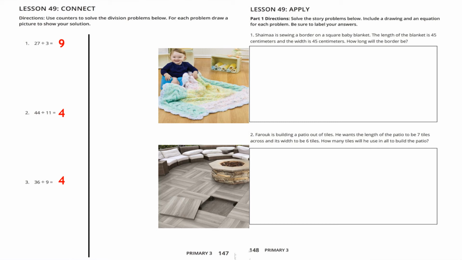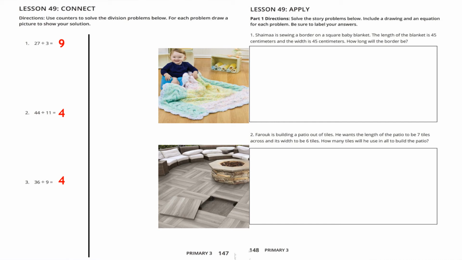Number 1, Shaima is sewing a border on a square baby blanket. And the length of the blanket is 45 centimeters. And the width is 45 centimeters. How long will the border be? It means I have a square. Its length is 45, its width is 45, because the square has equal sides. I want to know the total length of the border.